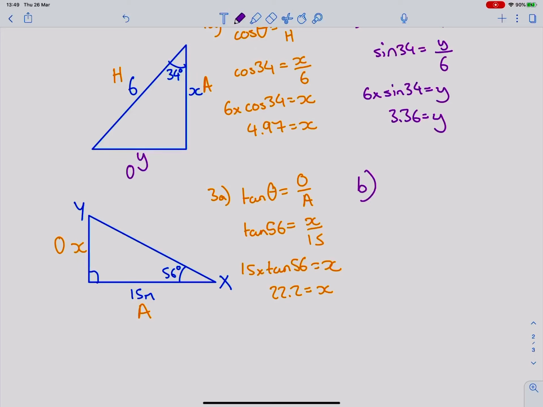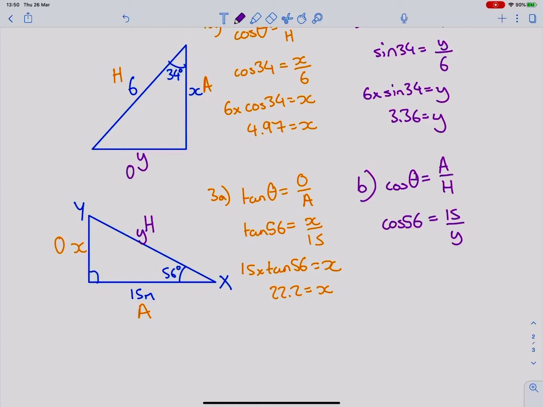it's saying how far is it from y to x. So for part B, you're trying to find the length of this line. Let's call that y. You've now got y as your hypotenuse. So you've got your adjacent, and you've got your hypotenuse. You could use the other one if you want, but it's better to use the one that they've given you. It's better to use 15. So A and H, so you're going to be using cos. So cos theta equals A over H. So cos 56 equals adjacent, so 15, over your hypotenuse, which is y.